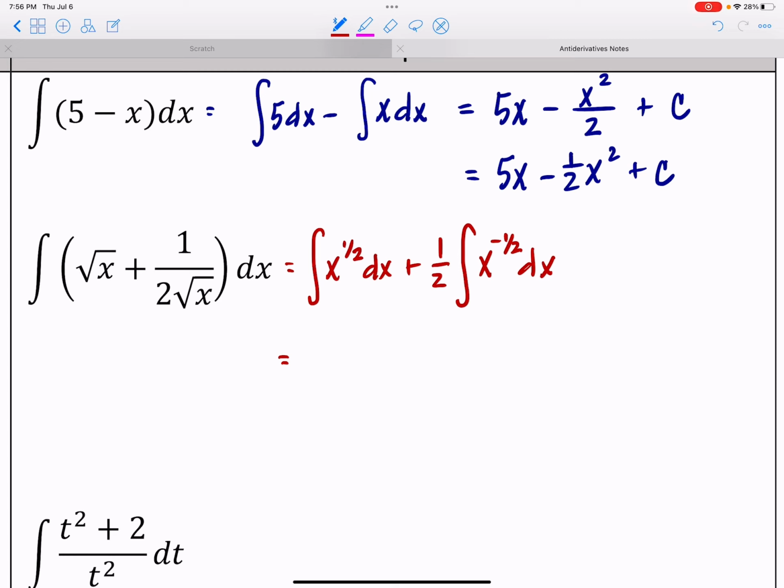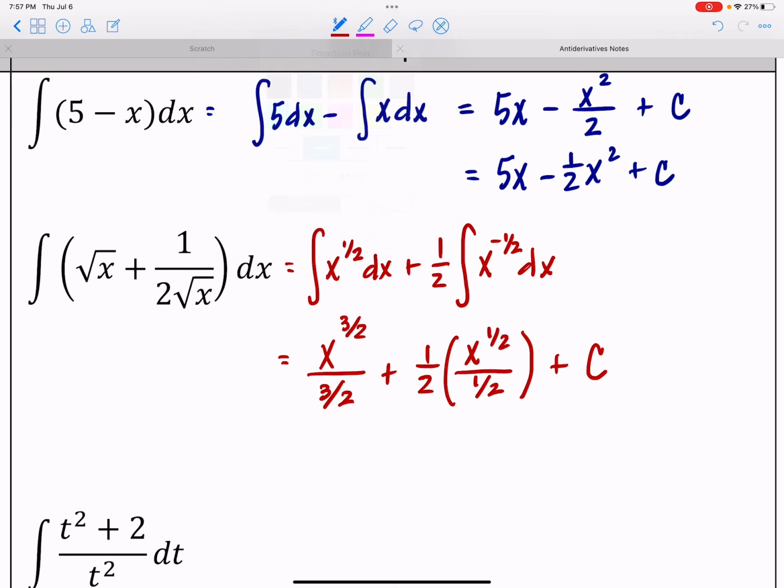So x to the 1/2 becomes x to the, add 1 to the exponent. So 1/2 plus 1 would be 1/2 plus 2 over 2, which would be 3 over 2. And divide by that new exponent, 3 over 2. Plus this is going to be 1/2 times x to the negative 1/2 plus 1, again 2 over 2, becomes a positive 1/2, and divide by that new exponent, and then add on our constant.